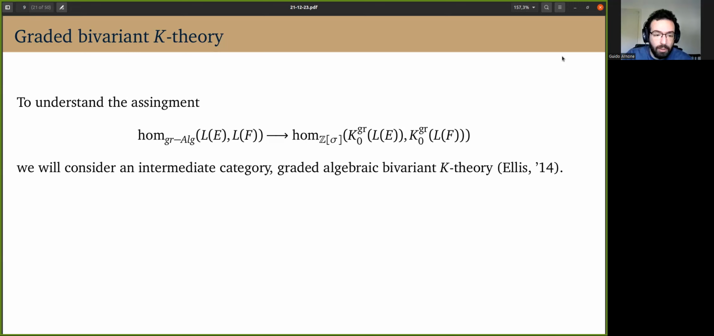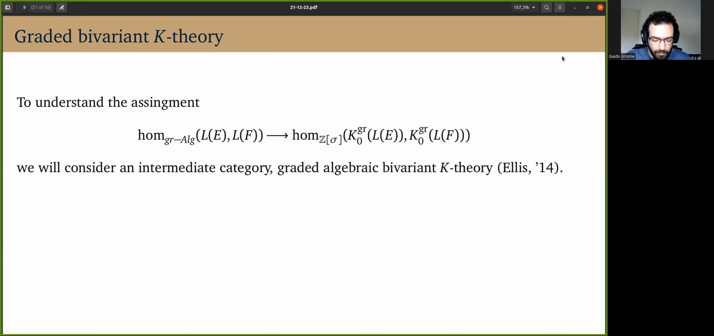Okay, and so this assignment actually comes from a functor, the graded Grothendieck group functor, from the category of graded algebras to the category of, say, modules over Z of sigma. So modules, abelian groups with an action of the integers. Of course, in the conjecture, we actually care about extra structure. These modules are ordered and they have a distinguished element, but at least naively, this is an assignment from graded algebras to abelian groups with an action.